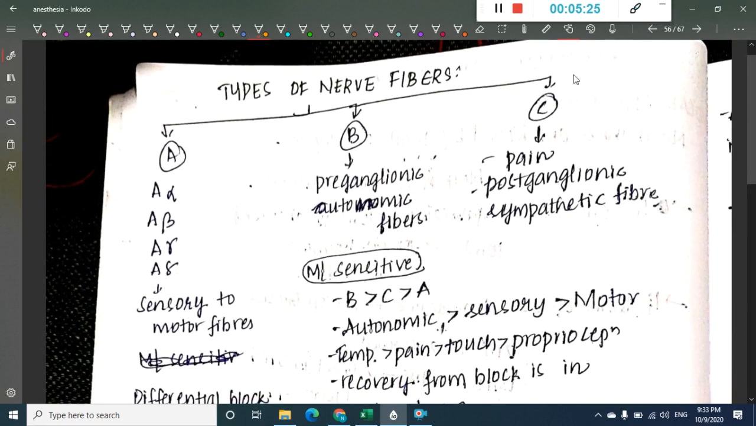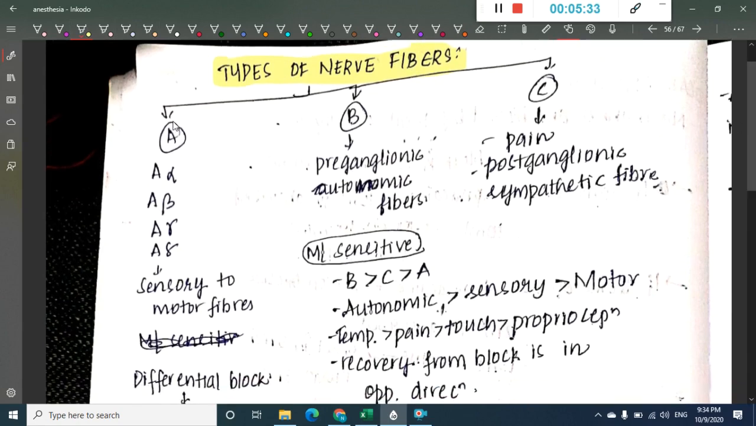We should learn about the types of nerve fibers. There are actually 3 different types of nerve fibers: A type, B type, and C type. In A type nerve fibers, we have A alpha, A beta, A delta, and A gamma.